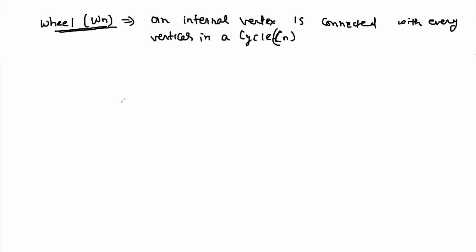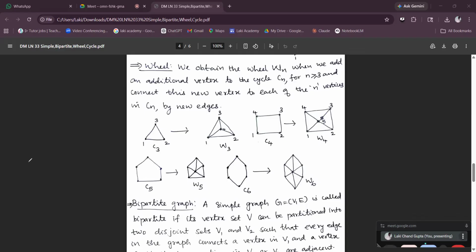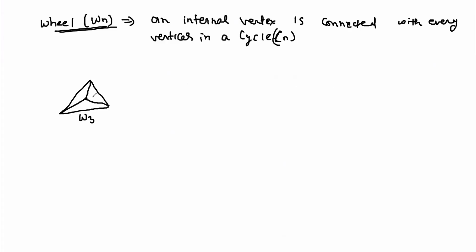Cycle Cn. Let's suppose this is a cycle of three vertices, with one internal vertex inside the triangle. You can connect all the remaining vertices with this one. This becomes W3. Understood? So a cycle becomes a wheel when an internal vertex is connected.